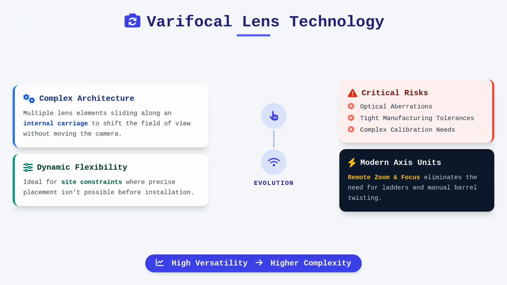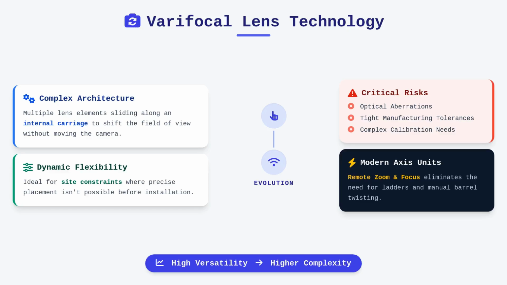Varifocal lenses occupy the opposite end of the spectrum, offering a complex mechanical assembly that allows the camera operator or installer to adjust the zoom and focus manually or, in newer models, remotely. This architecture consists of multiple lens elements that slide along an internal carriage to change the focal length, which effectively shifts the field of view without physically relocating the camera. This flexibility is invaluable during the installation process, particularly when site constraints prevent a precise, calculated placement beforehand.